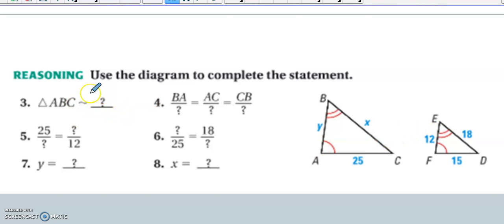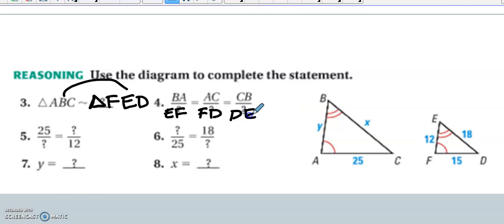So they're asking us to set up a similarity statement. So I can see angle A goes to angle F. I can see angle B goes to angle E. And finally I can see angle C must go to angle D. Now they're going to set up the sides. They're saying side BA goes to side EF. Side AC, the bottom of the big triangle, is to the bottom of the little triangle, which is FD or DF. And then finally, the third side, CB, goes to DE or ED, whatever you want to call it. Then they're helping us set up the proportions to solve for X and Y.